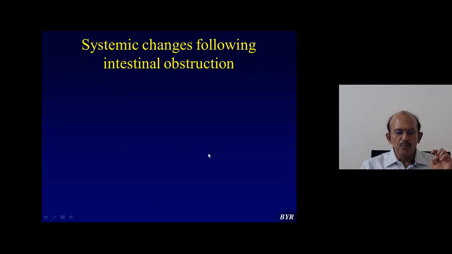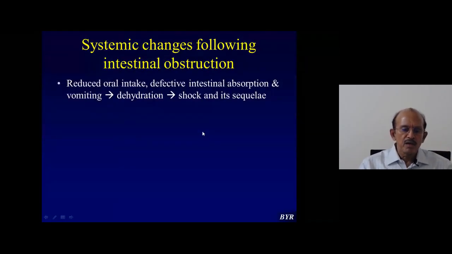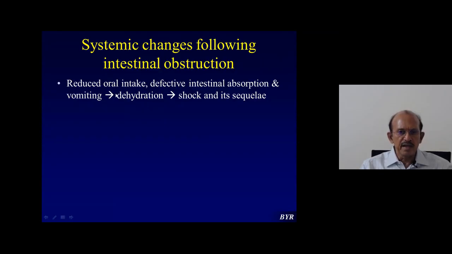Now let's go to the systemic changes. Reduced oral intake, defective intestinal absorption, and vomiting, already we have seen, cause dehydration. Dehydration causes hypovolemia, which produces shock and its sequelae.